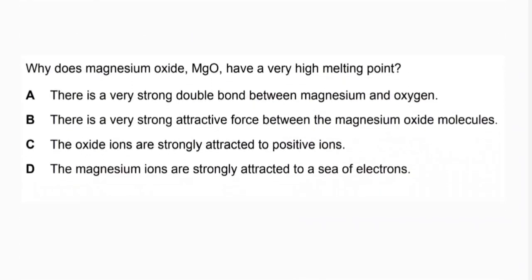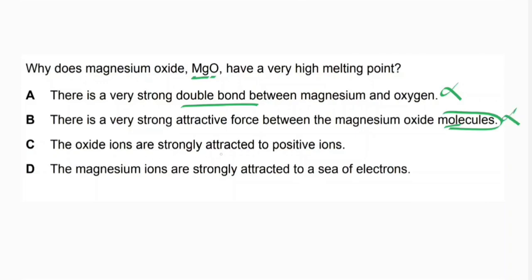Why does magnesium oxide have a very high melting point? Right? Magnesium oxide is a metal and a non-metal, so it's an ionic compound. There is a very strong double bond? No, there is no double bond. There is a very strong attractive force between the magnesium oxide molecules? Molecules for ionic compounds? No.